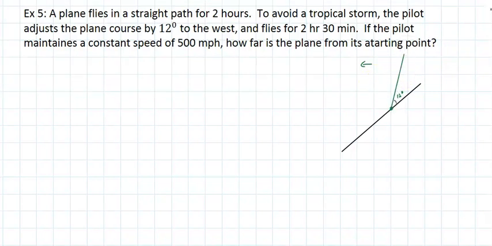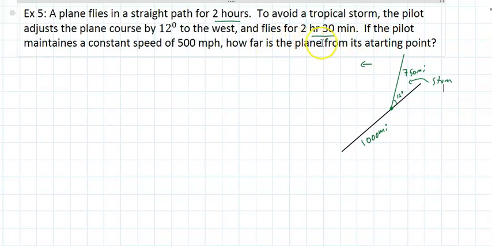If the pilot maintains a constant speed of 500 miles per hour, for 2 hours, this is 1,000 miles. And then 2.5 hours, what is that? 750 miles after the course correction, because there's some storm right here. The question is, how far is the plane from its starting point?